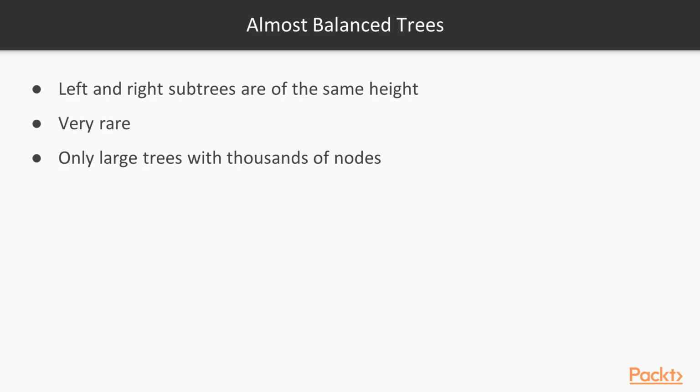In the tree we just saw, every node's left and right subtrees are of the same height. This makes it a tree that is perfectly height balanced. However, such trees are very rare. We come across them only when we have large trees with thousands of nodes. Instead, we could try for trees that are either perfectly height balanced or somewhere close to that.